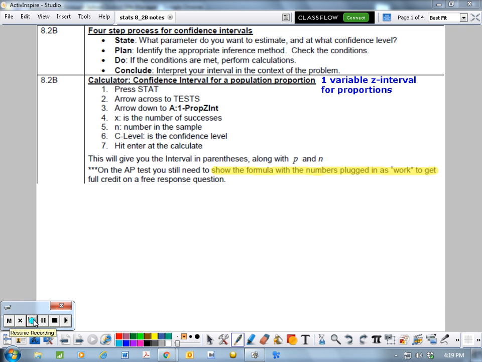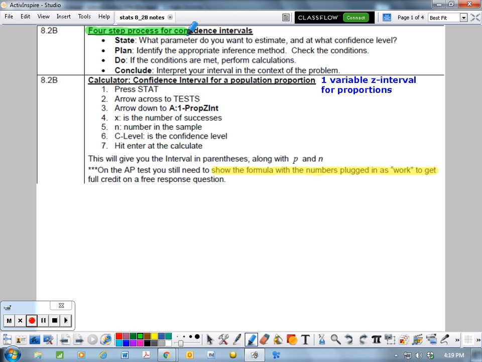Okay, we're going to continue working in Chapter 8, Section 2 with our proportions. And we've got a couple of neat things that we're going to talk about. So the first thing is our four-step process for a free response for confidence intervals.